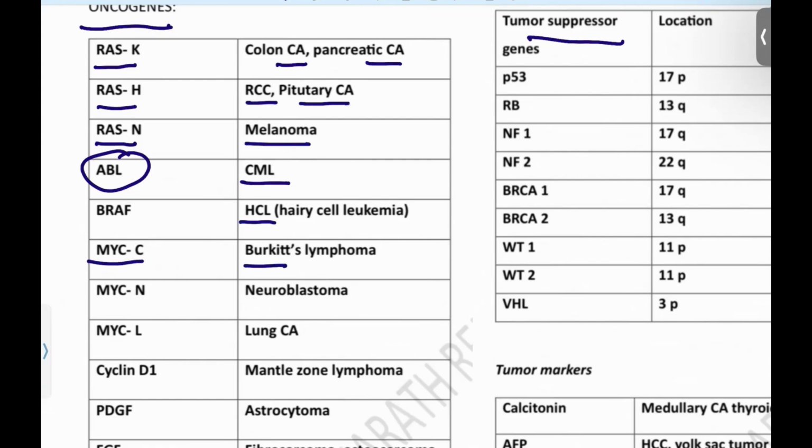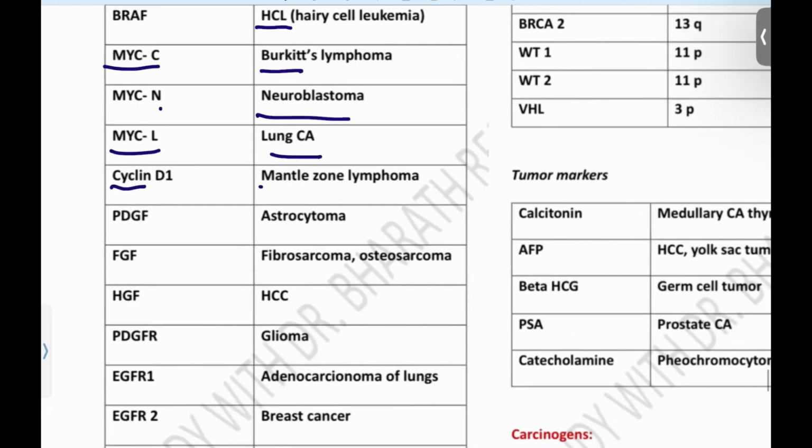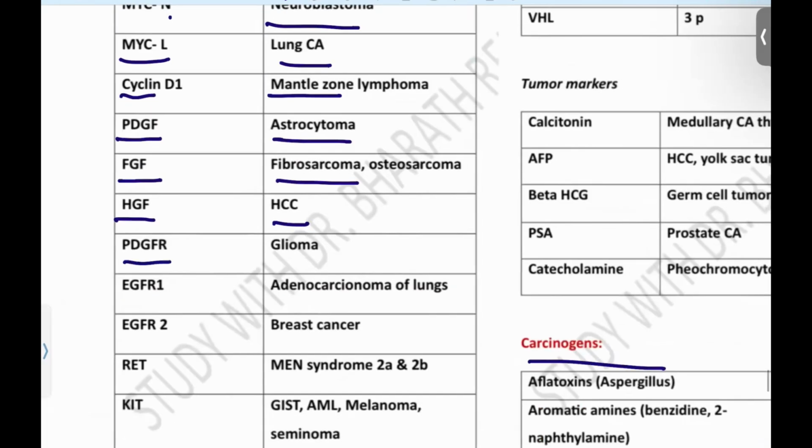MYC-C, Burkitt's lymphoma, MYC-N, neuroblastoma. MYC-C is also for lung carcinoma. And cyclin D, mantle zone, and PDGF, astrocytoma. FGF is the fibrosarcoma. HGF for hepatocellular carcinoma. PDGFR for glioma, EGFR for adenocarcinoma of the lungs, and EGFR2 for breast cancer.